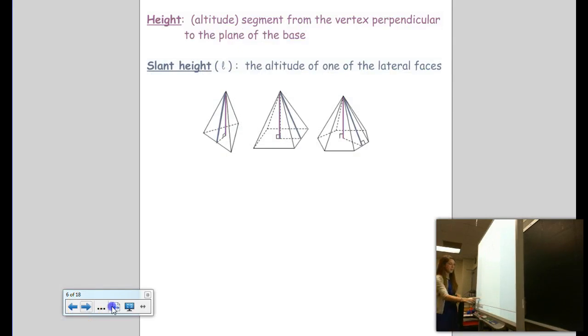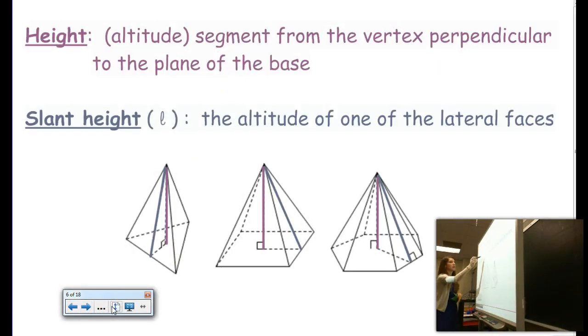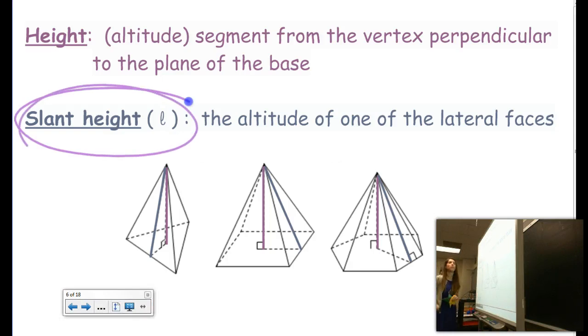One thing that is very important is a new variable. Look at this right here. Whoa, we haven't seen that before. Slant height. Everybody say it. Slant height. We name it with a cursive letter L. A lowercase cursive L. I know it looks kind of like an E. It's an L. Cursive letter L. It's called the slant height.